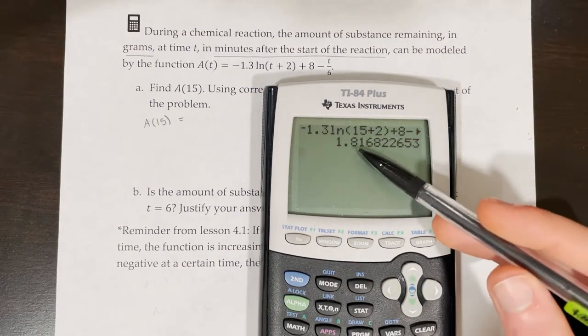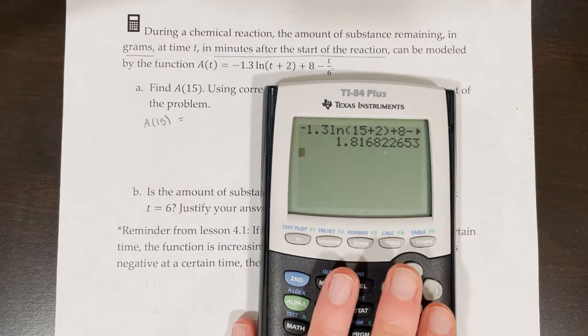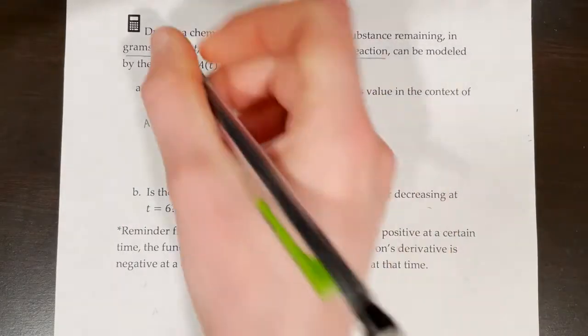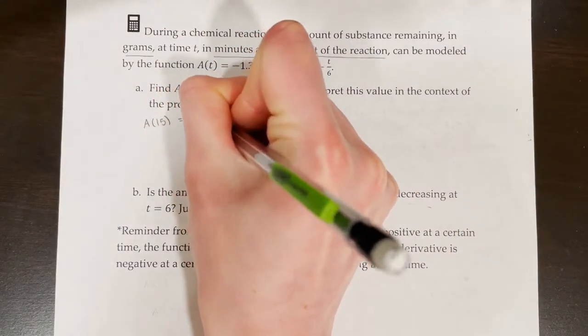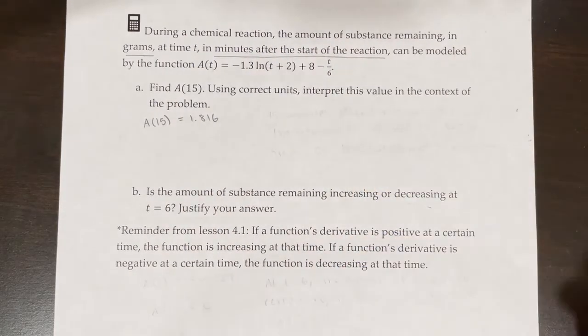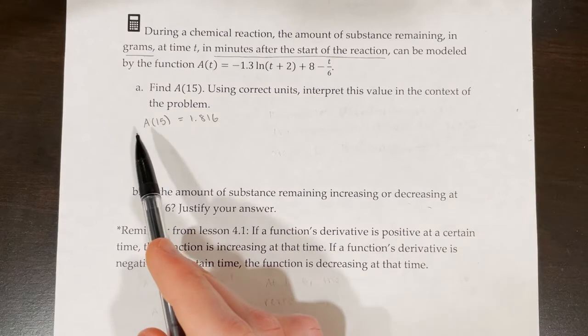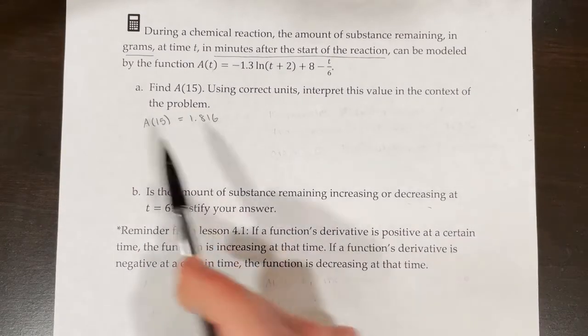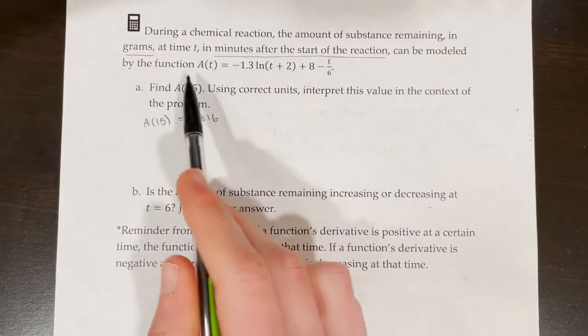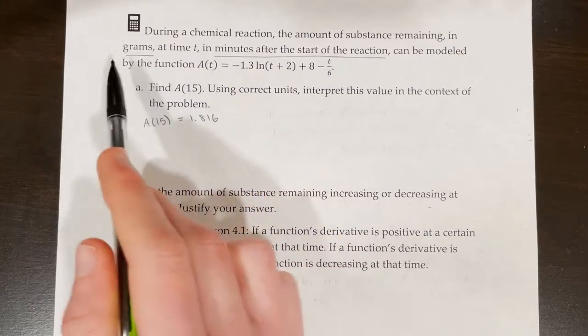Then we get 1.816, and you can either round or truncate your decimal. I'm going to truncate it here, so I will say 1.816, and then we need to interpret this value in the context of the problem. Well, since we're just dealing with A and we're not dealing with a derivative of A, the units for A of 15 will be the same as the units for A of t, which we know was grams.